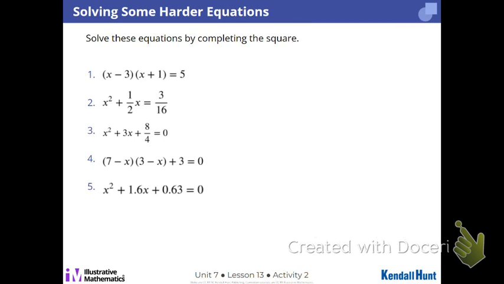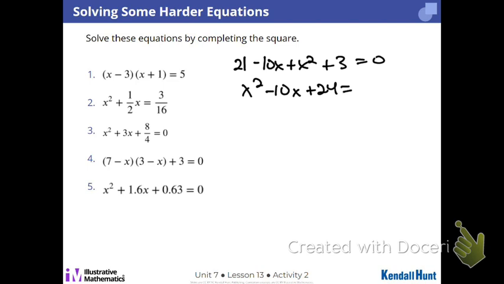All right, so for number 4, I need to get that out of the parentheses first. I've got a 21 minus 10x plus x squared plus 3 equals 0. And I'm going to rewrite this. I just like my x squared term first. I'm just rewriting this, and I'm going to combine my like terms here. 24 equals 0. So my b term is 10, which is negative 5 and negative 5.